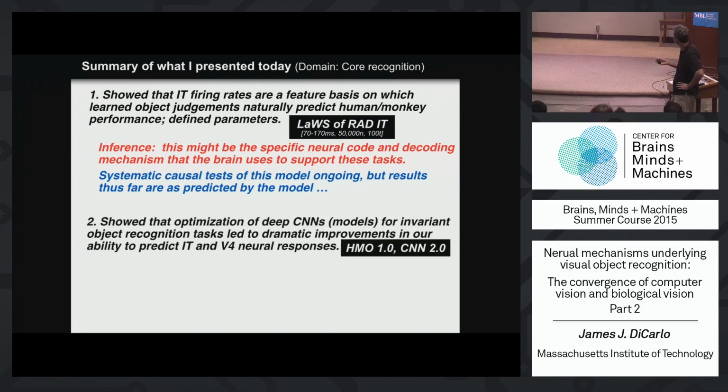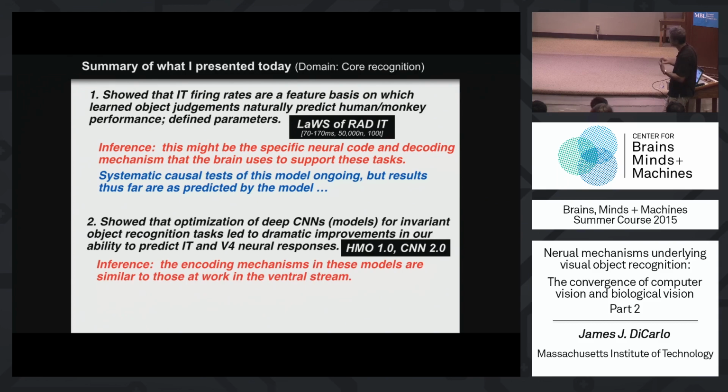So the second was I showed that optimization of deep CNN models for invariant object recognition tasks led to dramatic improvements in our ability to predict IT and V4 responses. I showed you our model HMO, but then the convolutional neural networks in the field have already surpassed our predictive ability on our own data. And so the inference is that these encoding mechanisms in these models might be similar to those that work in the ventral stream.